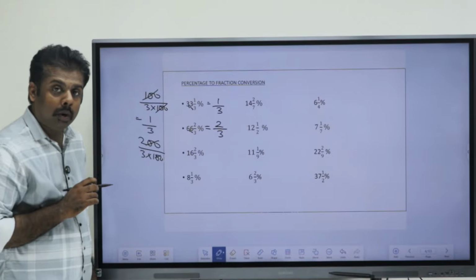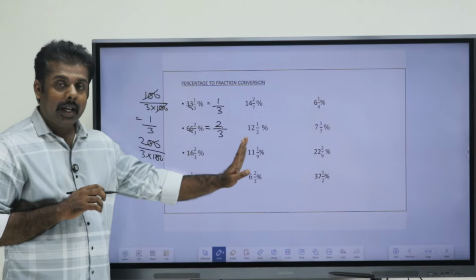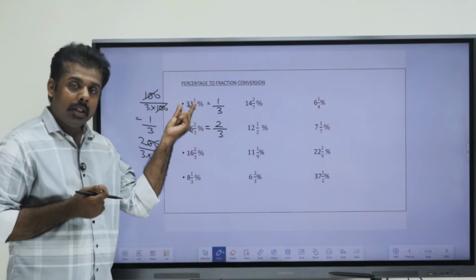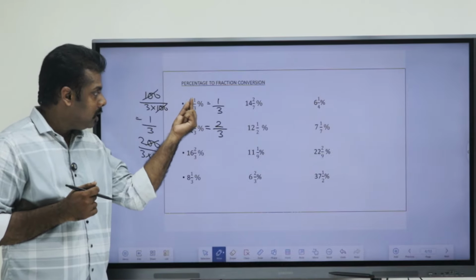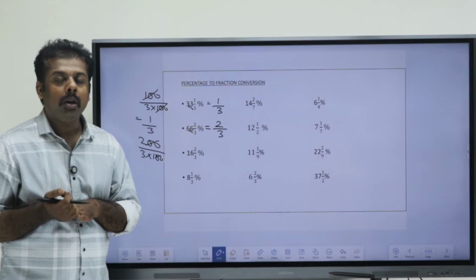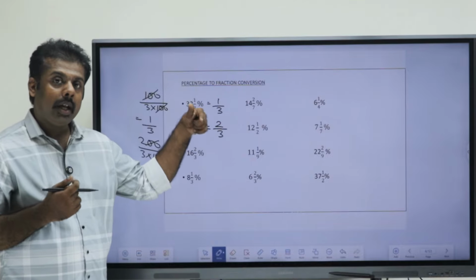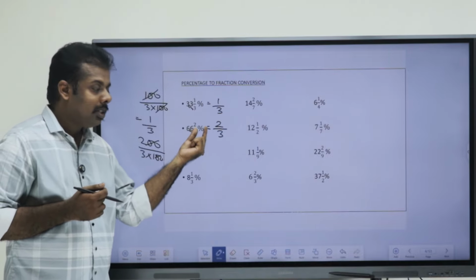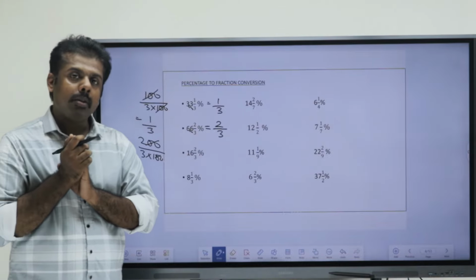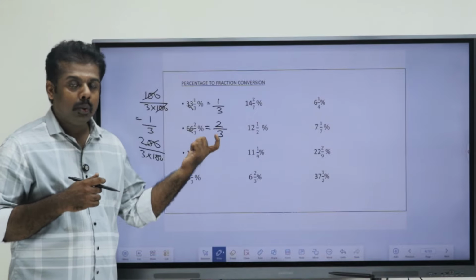This is an important thing that you should remember. 66 2 by 3 percentage in fraction gives us 2 by 3. Looking at it another way, 33 1 by 3 percentage into 2, or twice of 33 1 by 3 percentage, is basically 66 2 by 3. If 33 1 by 3 percentage in fraction gives us 1 by 3, obviously the double of that should give us 2 by 3. Likewise, you can just remember that. Now we are moving to the next case, that is 16 2 by 3.